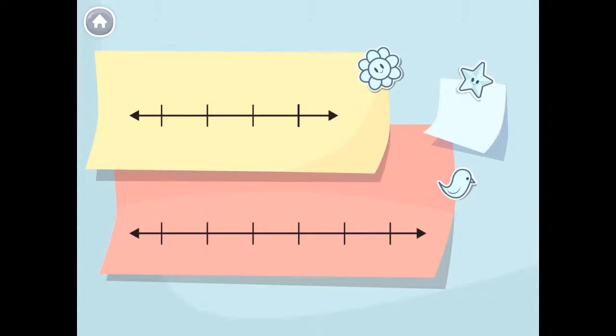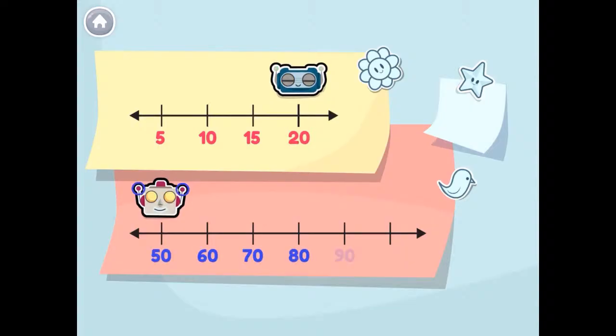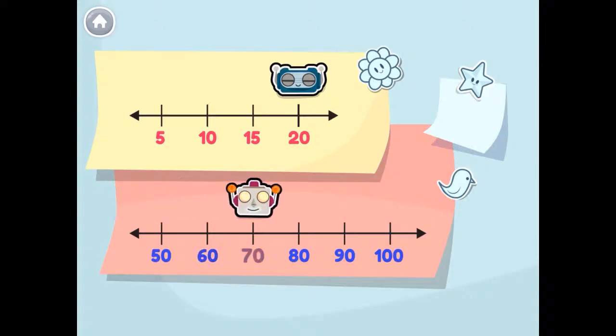Cody told me that you're getting better and better at counting. Let's try skip counting together. Let's start with fives. 5, 10, 15, 20. Wow! We added 5 numbers every time. Let's do it again with tens. 50, 60, 70, 80, 90, 100! Woo! We added 10 numbers every time. Keep it up!